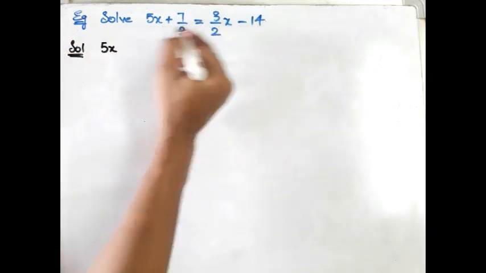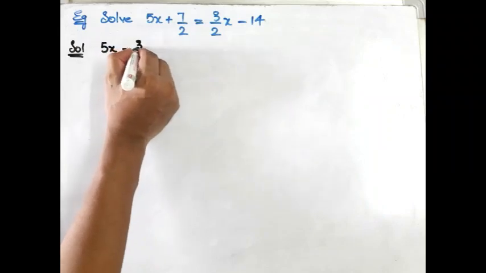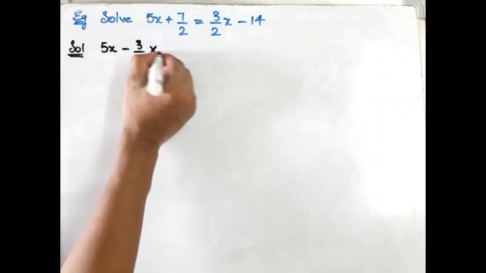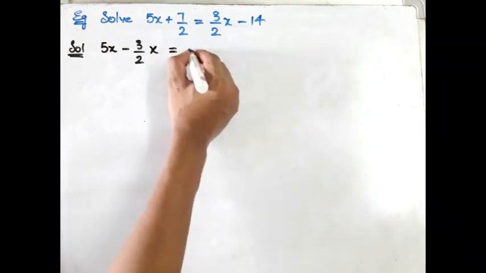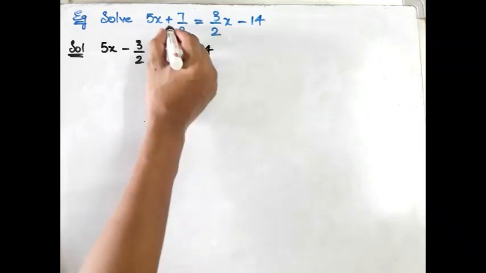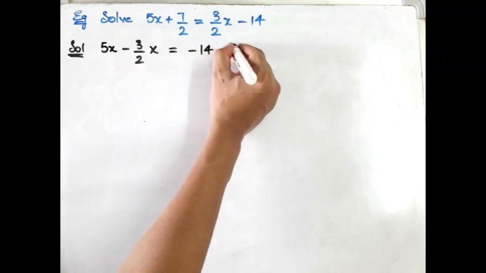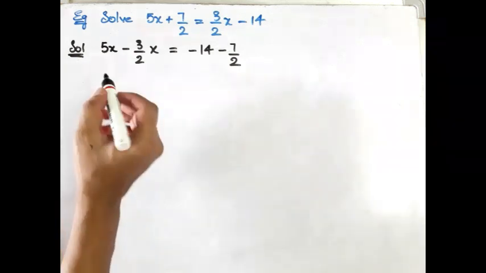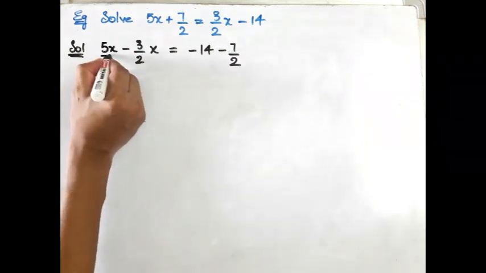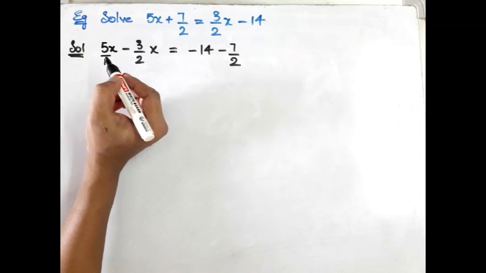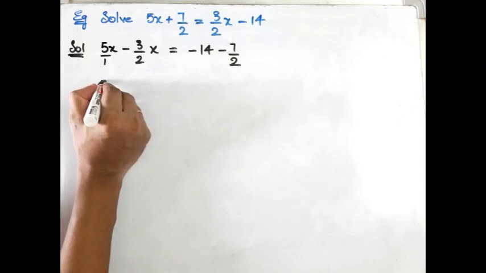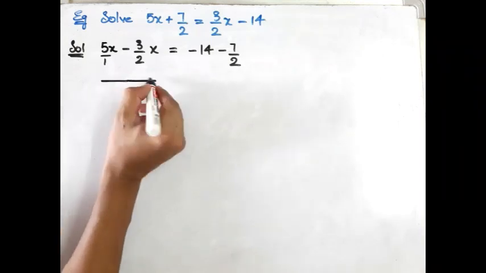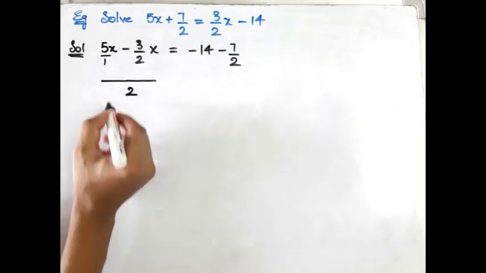Plus 3 by 2x, if we transpose to the other side, it will become minus 3 by 2x, equal to, we already have minus 14. So plus 7 by 2, if we transpose to the other side, it will become minus 7 by 2. Now look, here 5 is not carrying any denominator. So in that case, we take the LCM for these two, which is going to be 2.